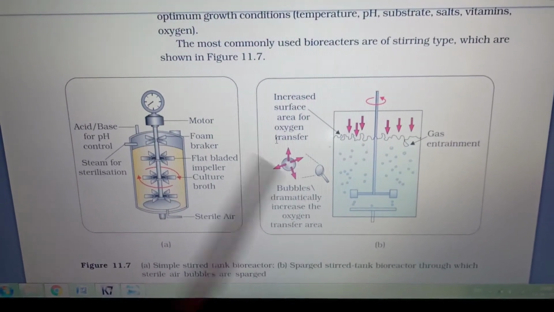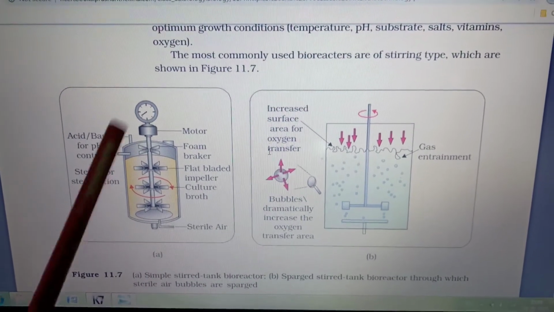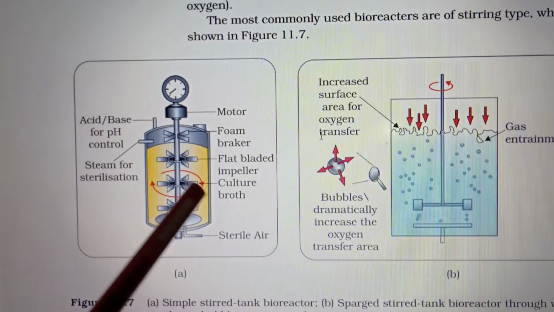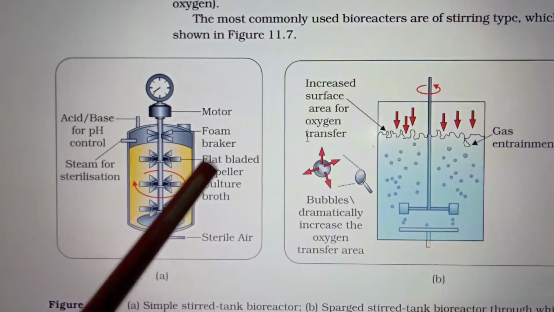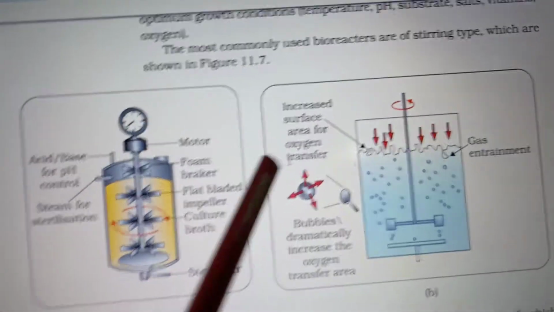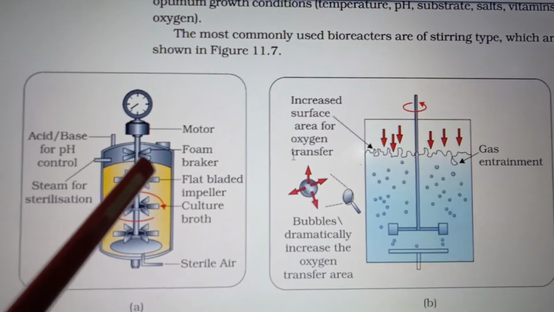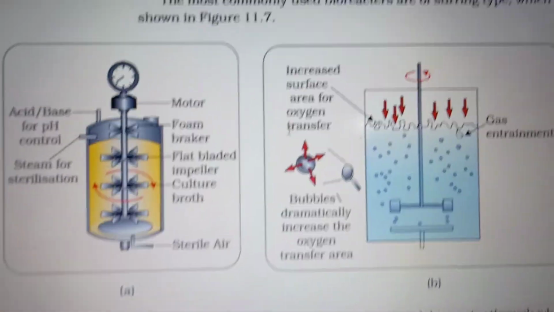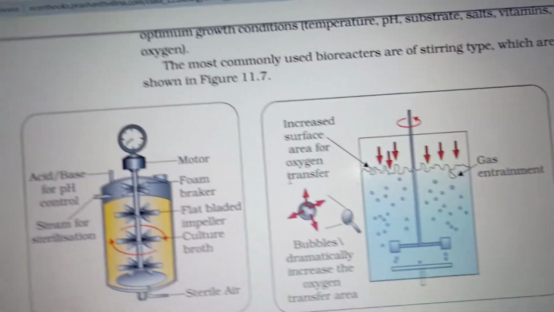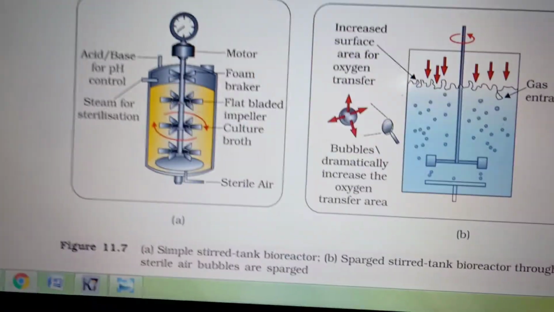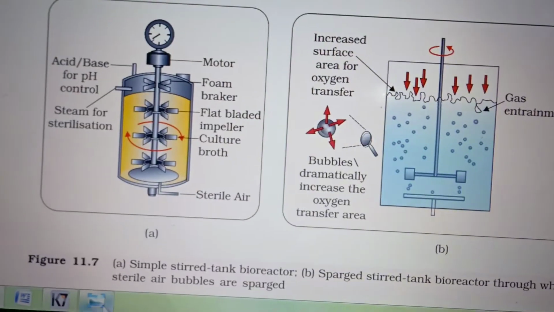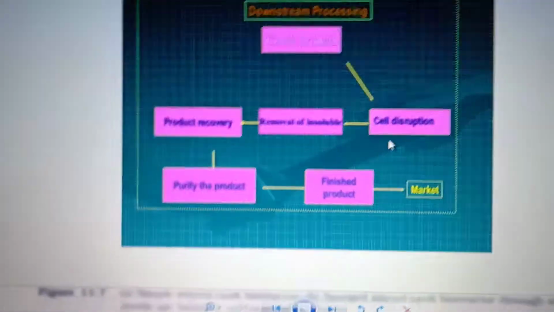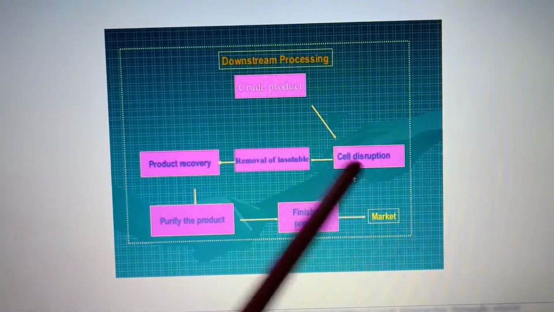This is another type. Both are for producing the desired product in large volumes, with optimum temperature, humidity, everything given to produce it on a large scale. After completion of the biosynthetic stage, the product, whatever the desired product, has to be subjected to a series of processes known as downstream processing. These are the steps involved in downstream processing.